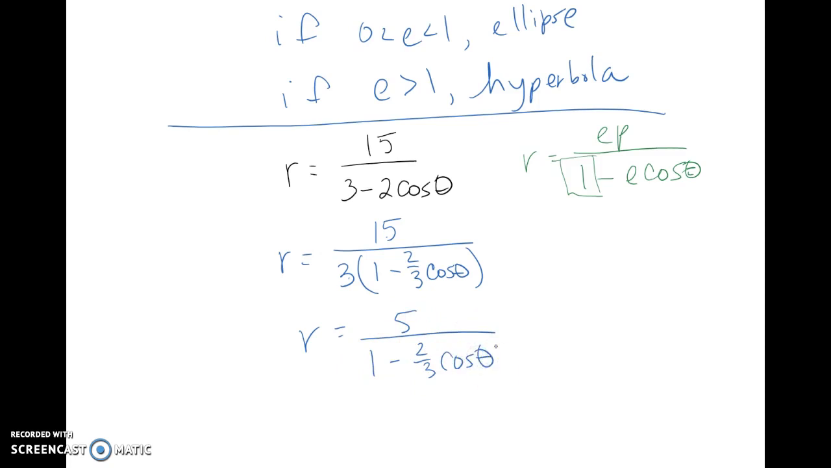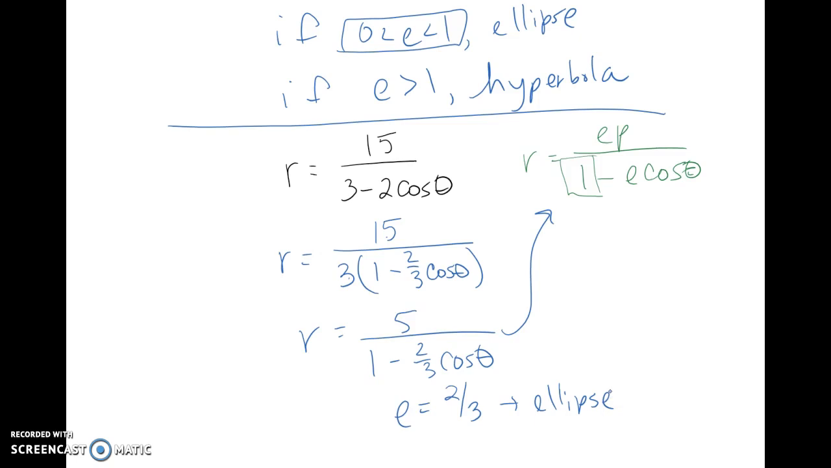So there it is. I've made this parent look as close to this as I possibly could, but now that that's a 1, I know for sure that the eccentricity is 2/3. And since it's 2/3, just like this says, it's between 0 and 1, so it's an ellipse.